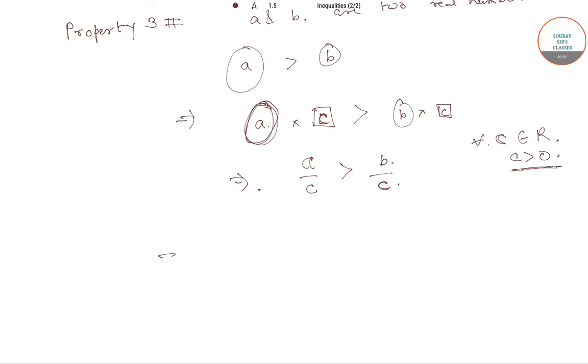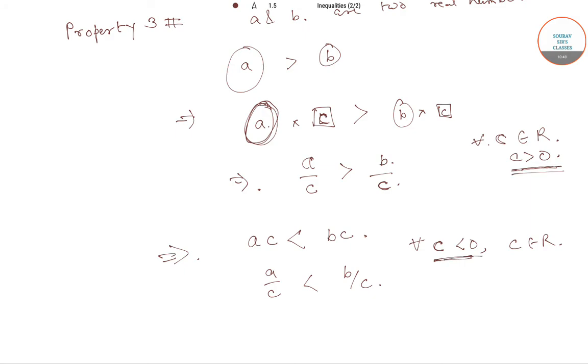And AC would be less than BC, or A by C would be less than B by C, when C is less than 0, that is for all C less than 0, where C is a real number. Now less than 0 means C is a negative real number.